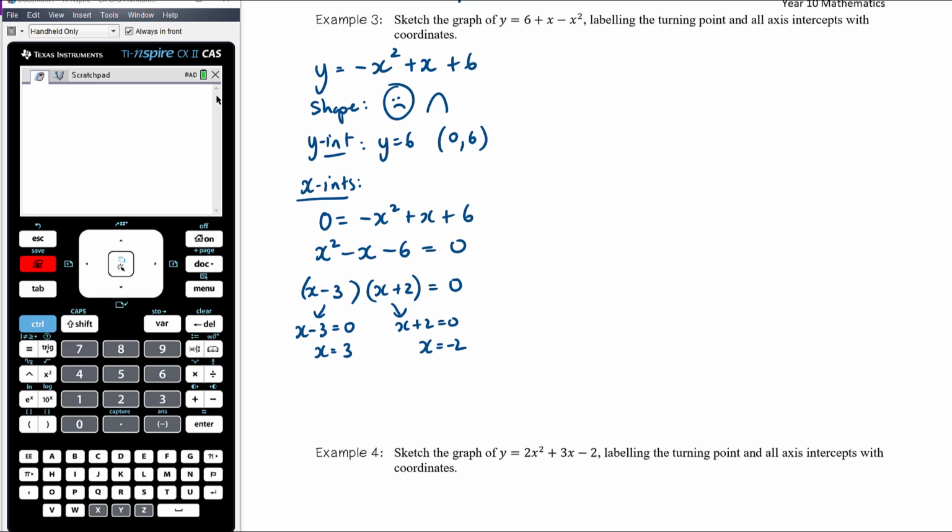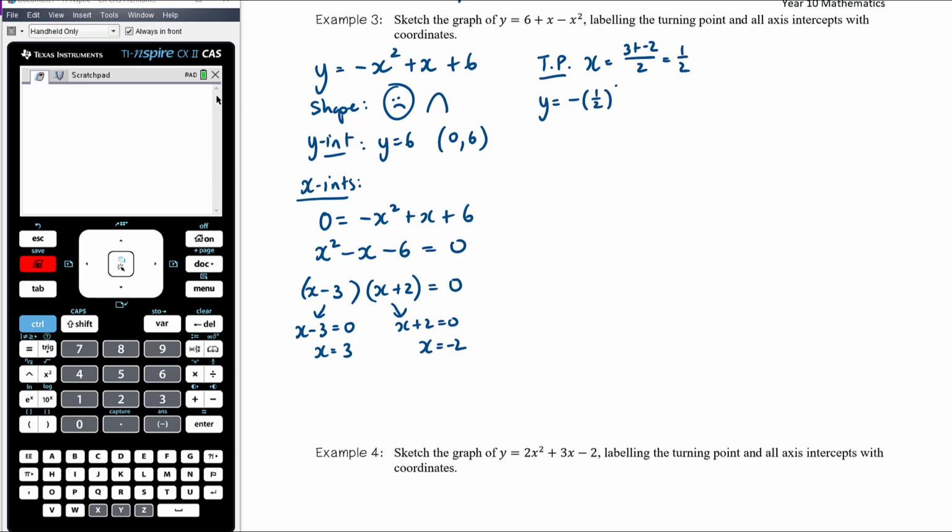Okay, then we're going to need our turning point. Sorry, a bit cramped for space here. So our turning point is going to be halfway between our two x-intercepts. So we're going to add them together and divide by 2. 3 plus negative 2 is 1. 1 divided by 2, so the x-coordinate of our turning point is at 1/2. So then we need the y-coordinate of the turning point. So we're going to substitute that into our equation.